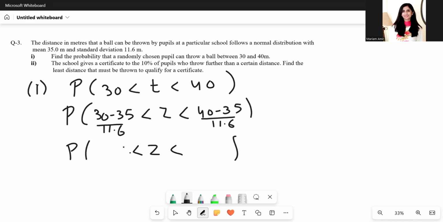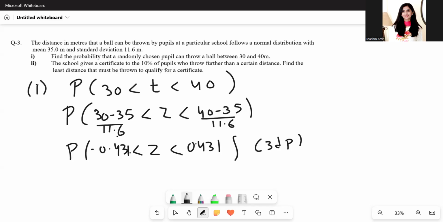negative 0.431 and 0.431 here. 40 minus 35 divided by 11.6. Yeah, so this will actually give you a longer decimal value, but you only need to go till 3dp because the z-scores only go till 3dp in the normal distribution table.